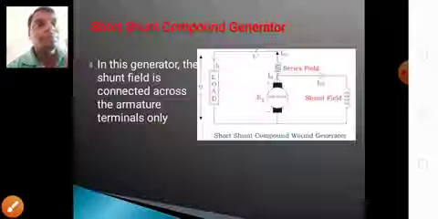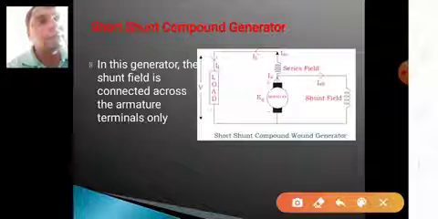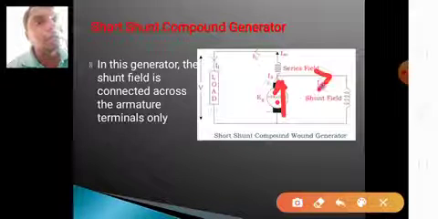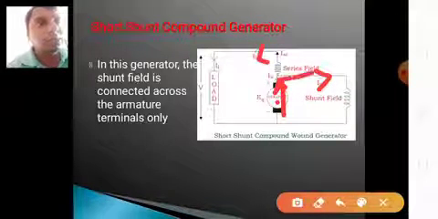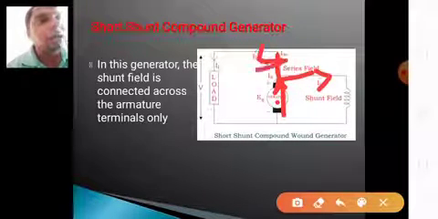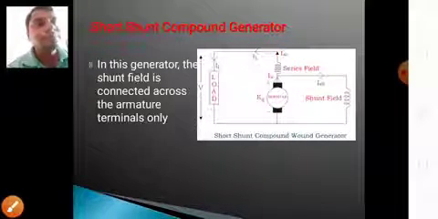Right. Here the series field current is equal to ISC. See here, the current IA is divided into two currents, ISH and IL. The IA current is divided into ISH plus IL, but IL equal to ISC because these two are connected in series, right? Load current IL is in series with the series field current.